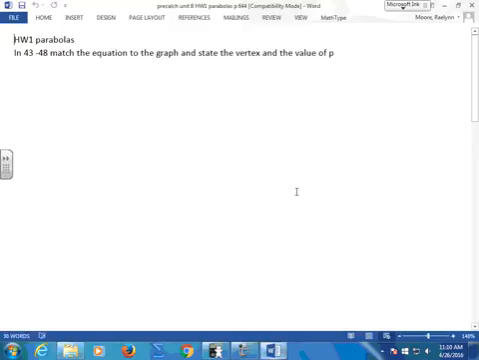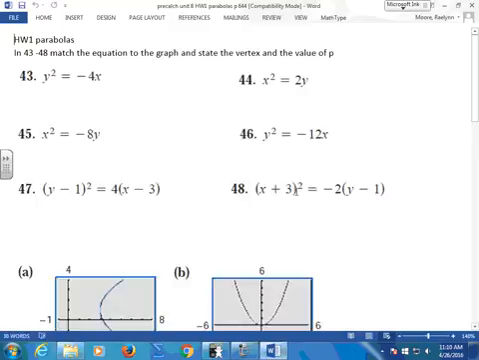Pick a nice juicy one on the homework. Now, these guys, you're basically matching to the graphs. The easiest way is to look at your y squares.